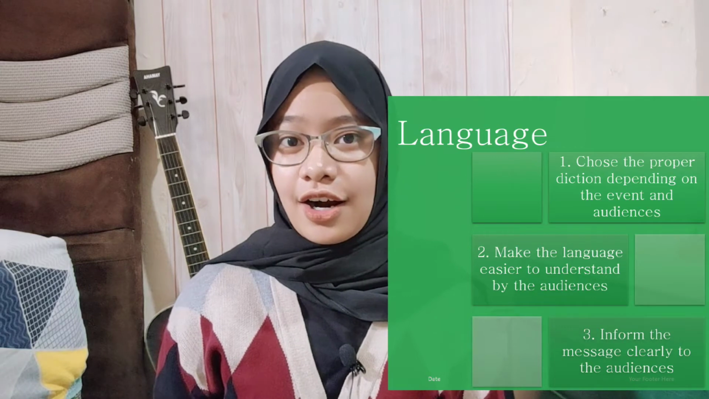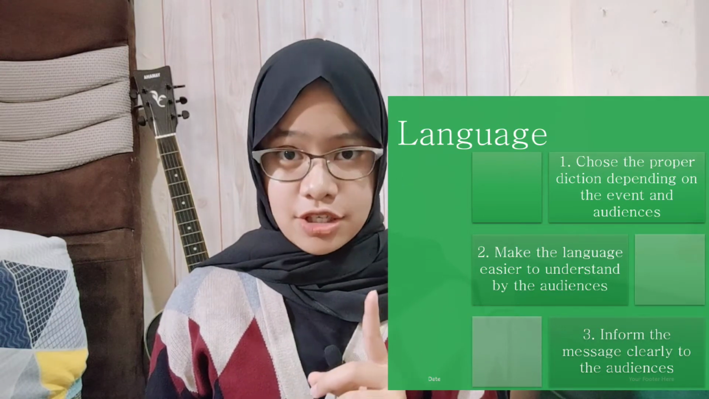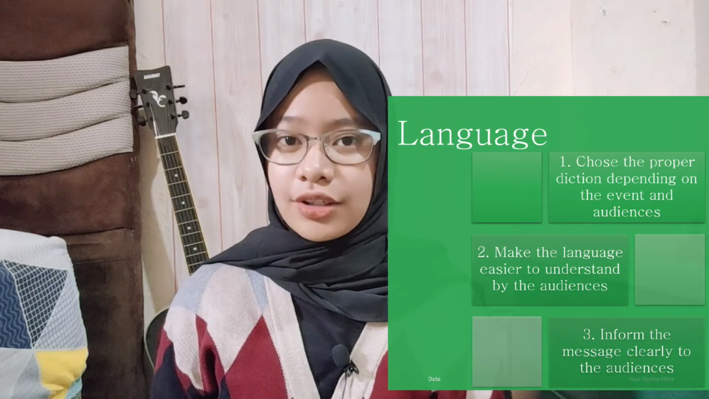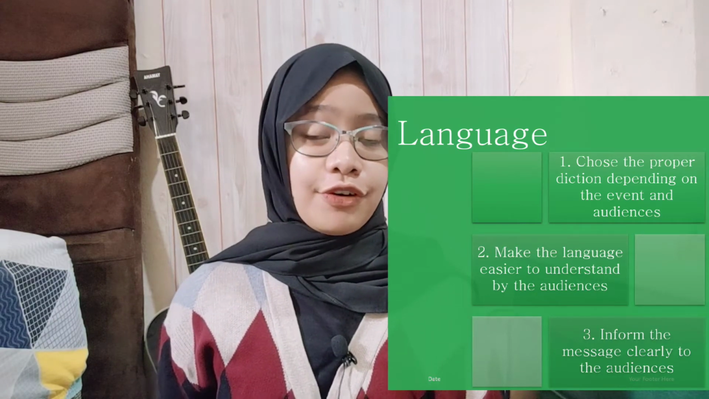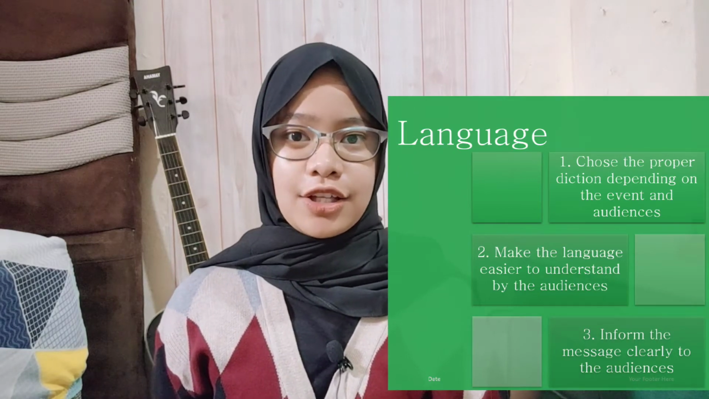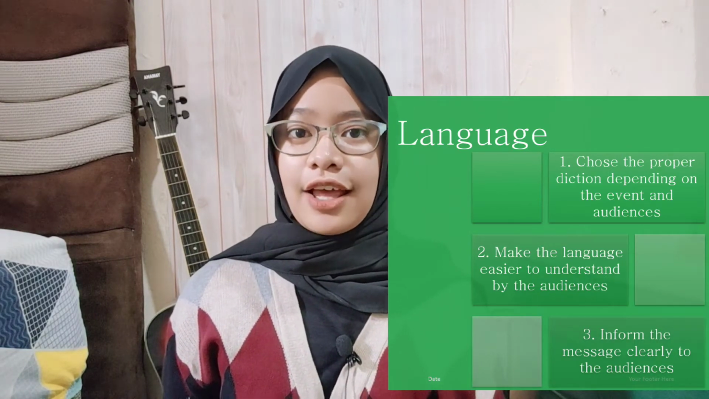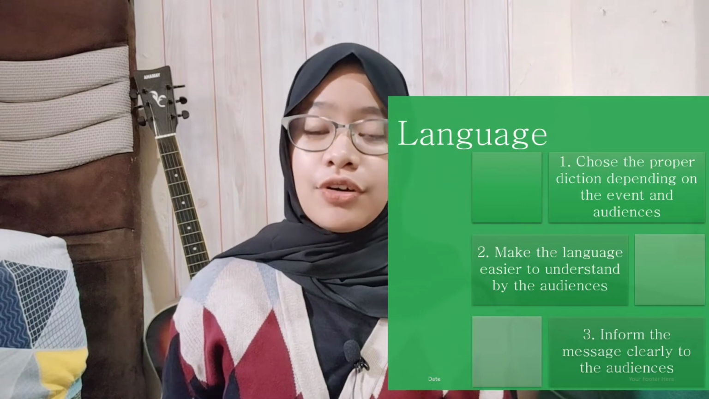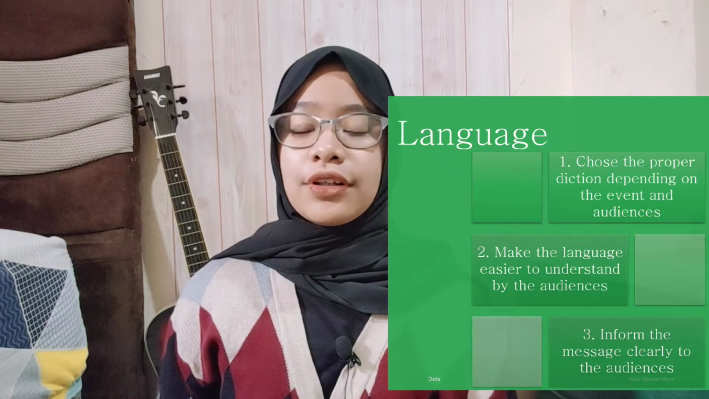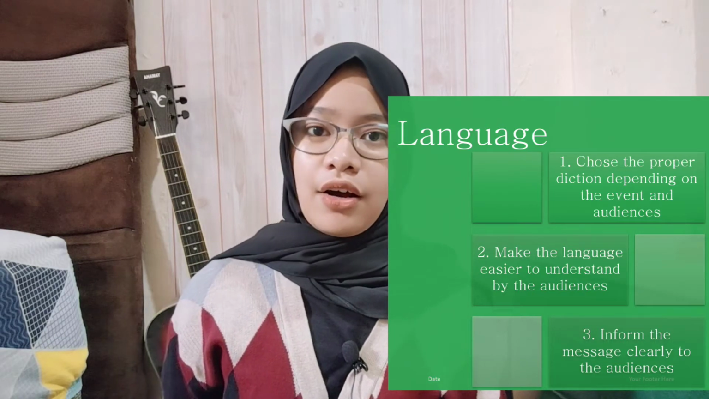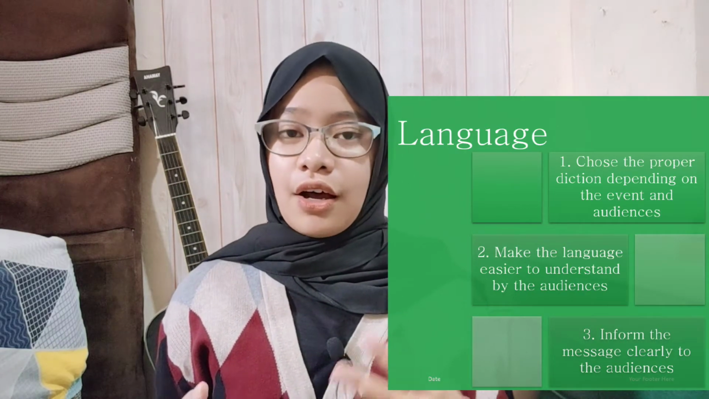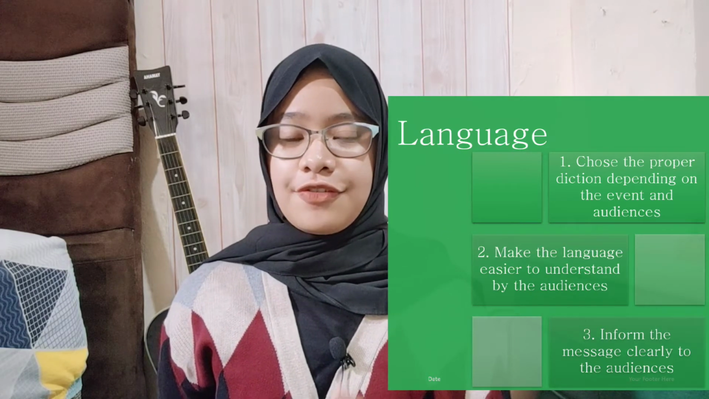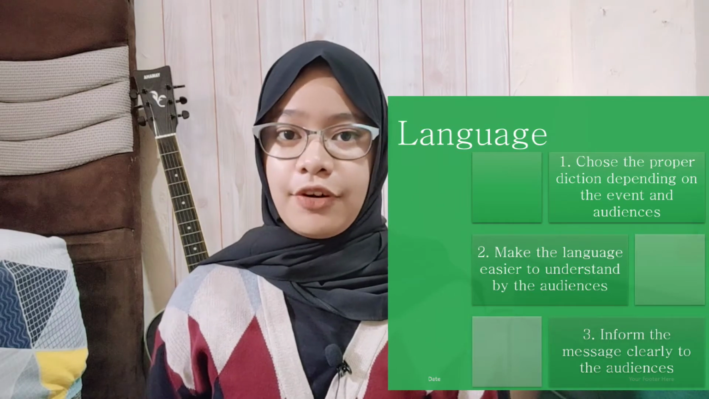After the beginning, it's the language. For the language, the things you need to pay attention to are: the first one, choose the right diction depending on your event or audiences. For example, you can use formal diction for formal events, and you can use non-formal diction for non-formal events, so that the audiences will enjoy your presentation without being awkward. And in this case, you have to choose what kind of verb you use. Is it verb ing or verb 1? If you use verb 1, use all verb 1 for your presentation. And if you use verb ing, use all verb ing for your presentation.